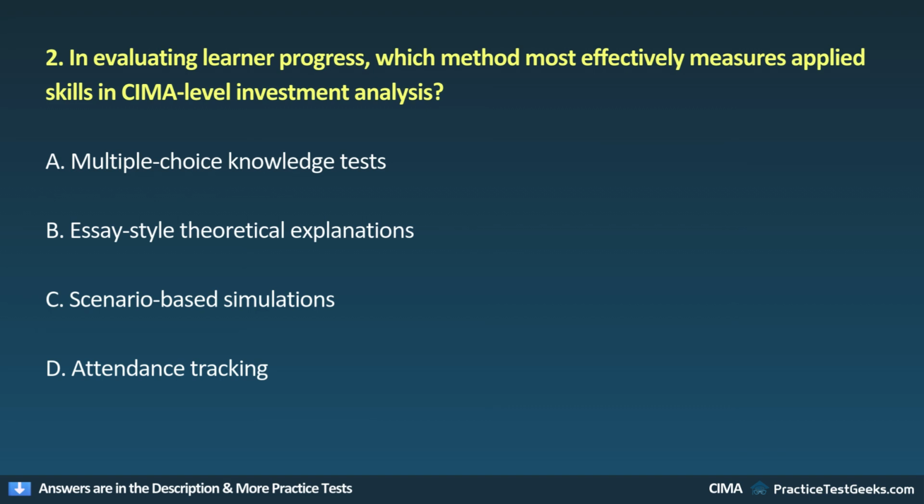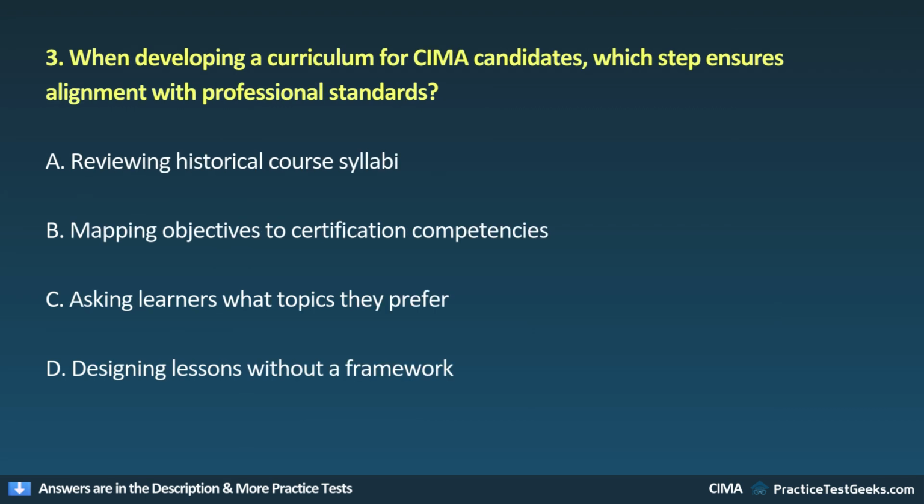2. In evaluating learner progress, which method most effectively measures applied skills in CIMA-level investment analysis? A. Multiple-choice knowledge tests. B. Essay-style theoretical explanations. C. Scenario-based simulations. D. Attendance tracking.